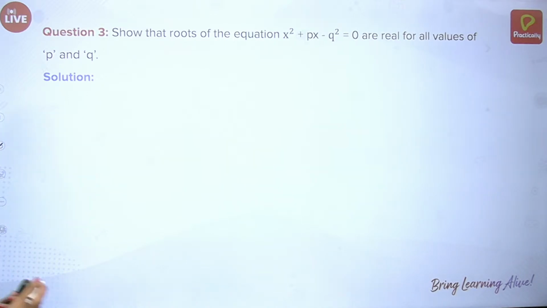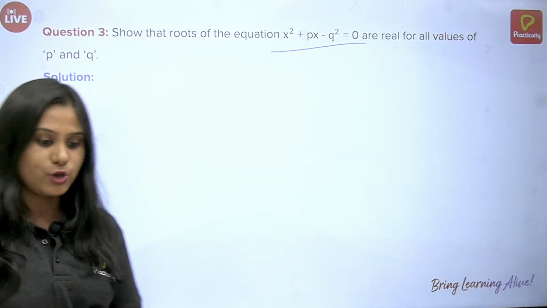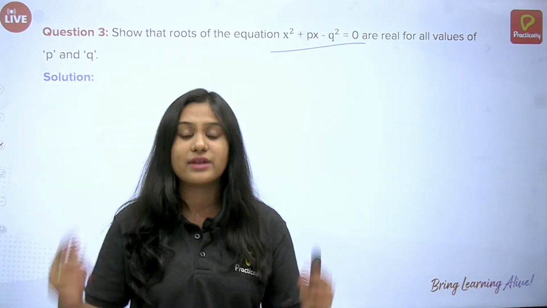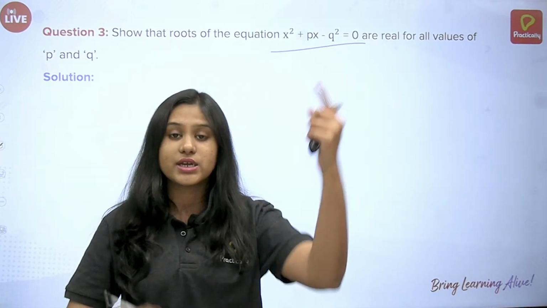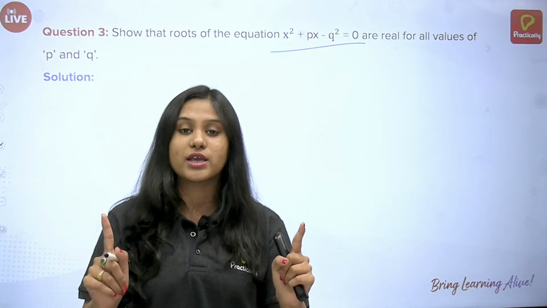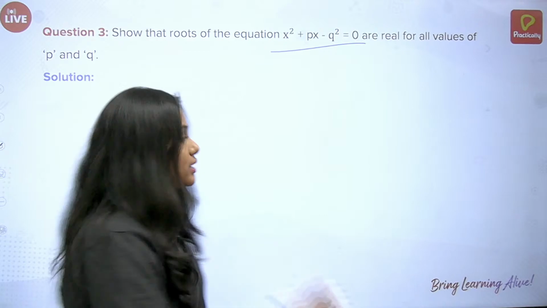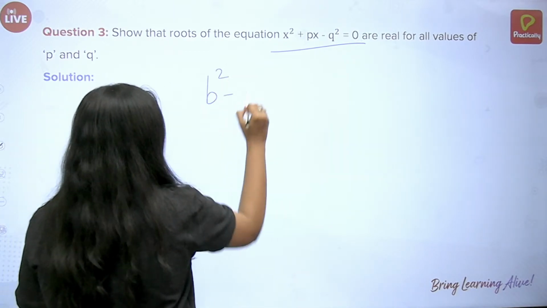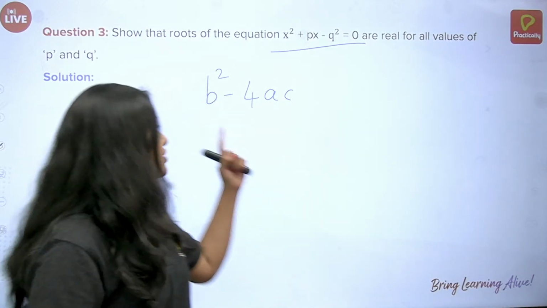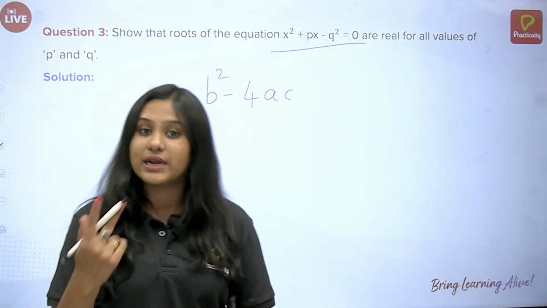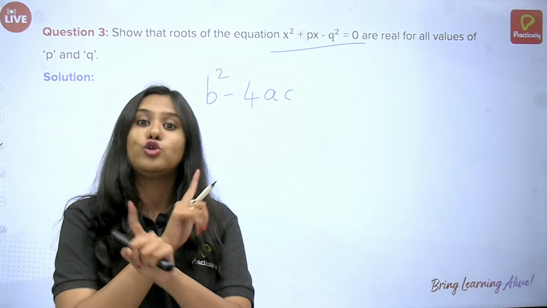Show that roots of the equation are real for all values of P and Q. So, how do we do it again? Whenever you see that roots are real, roots are equal, roots are distinct, the first thing that has to strike you is the discriminant. You always have to find the discriminant, that is b square minus 4ac. And what are the conditions? If this is greater than 0, two real and distinct roots. If equal to 0, two equal roots. If less than 0, no real roots.